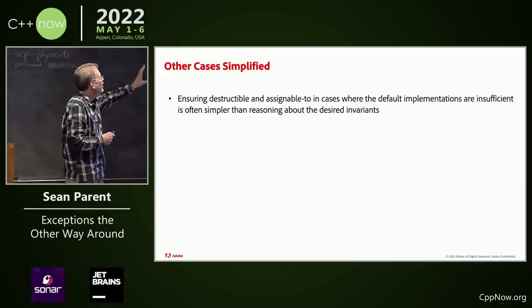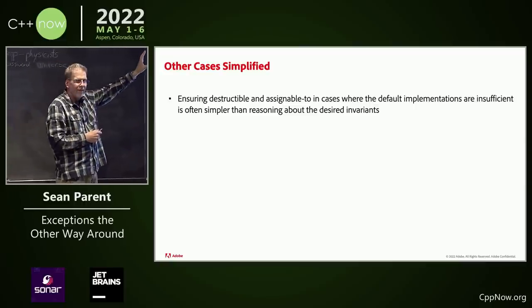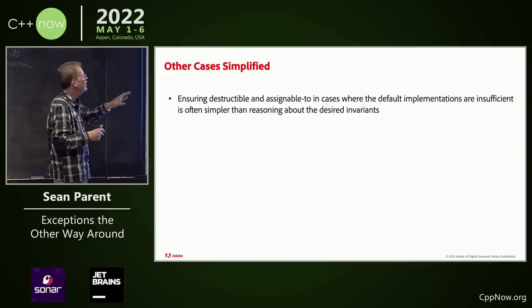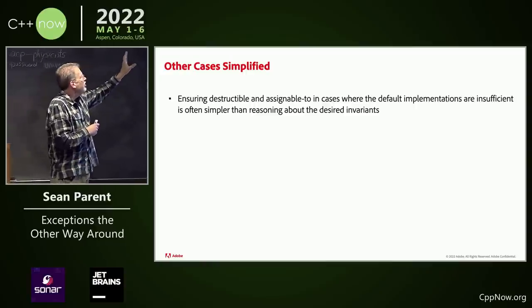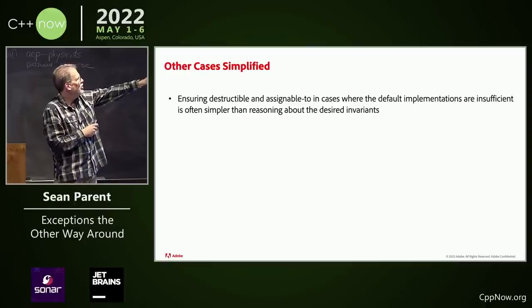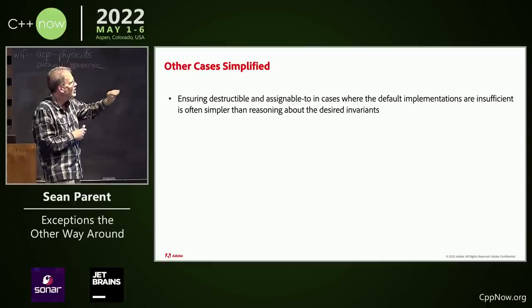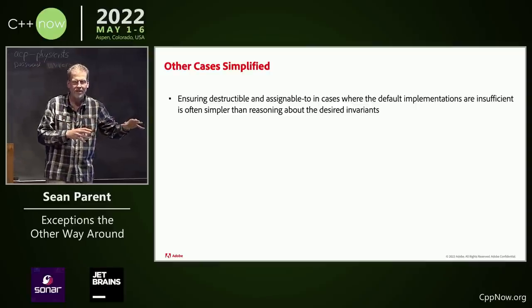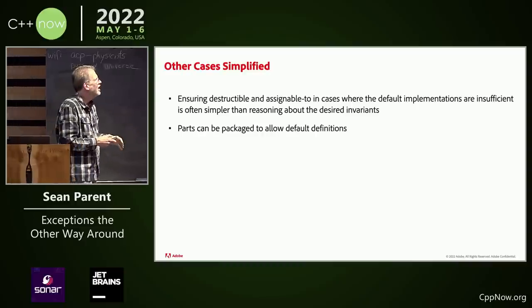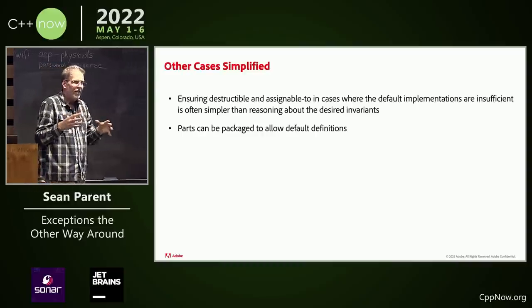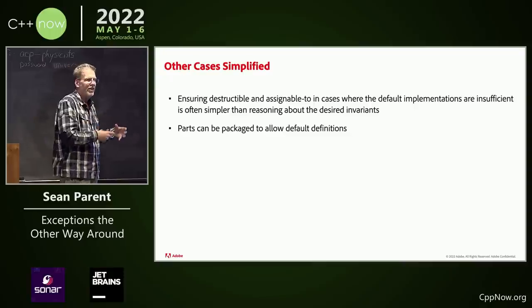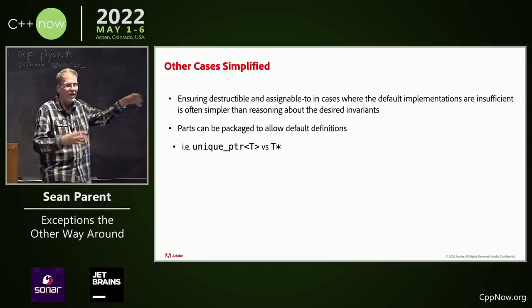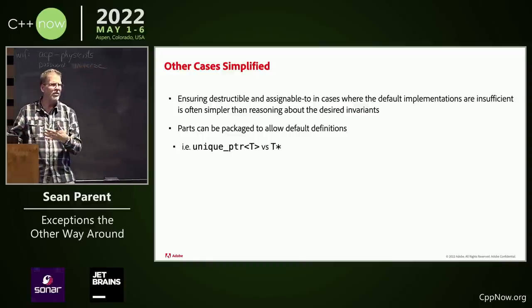And further, for other cases, where you have your own destructor, you have your own assignment operator, you need to do some complex things. Ensuring destructibility and assignability in cases where the default implementations are insufficient is often simpler to reason about in the case of an exception. Okay? And in fact, frequently you can package your parts up so that they do this. So like maybe instead of having a T star in your code, you have a unique pointer. And now you stop worrying about exceptions.